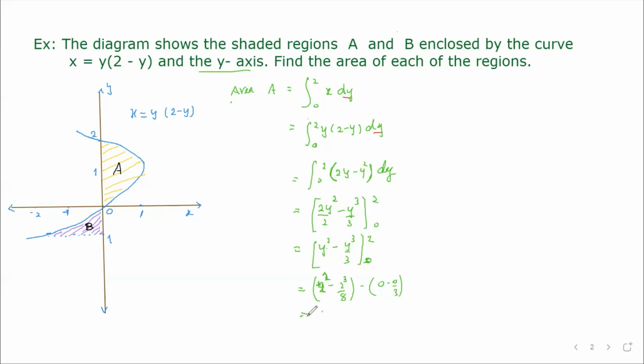2 squared becomes 4, 4 minus 2 cubed over 3, which is 8 over 3. So 4 is 12 over 3, 12 take away 8, we are left with 4 over 3. So this is the answer, in square units. That's the area of A, equal to 4 over 3. That's the final answer for the yellow area, the area A here. Okay, now we do the next one, the area B.